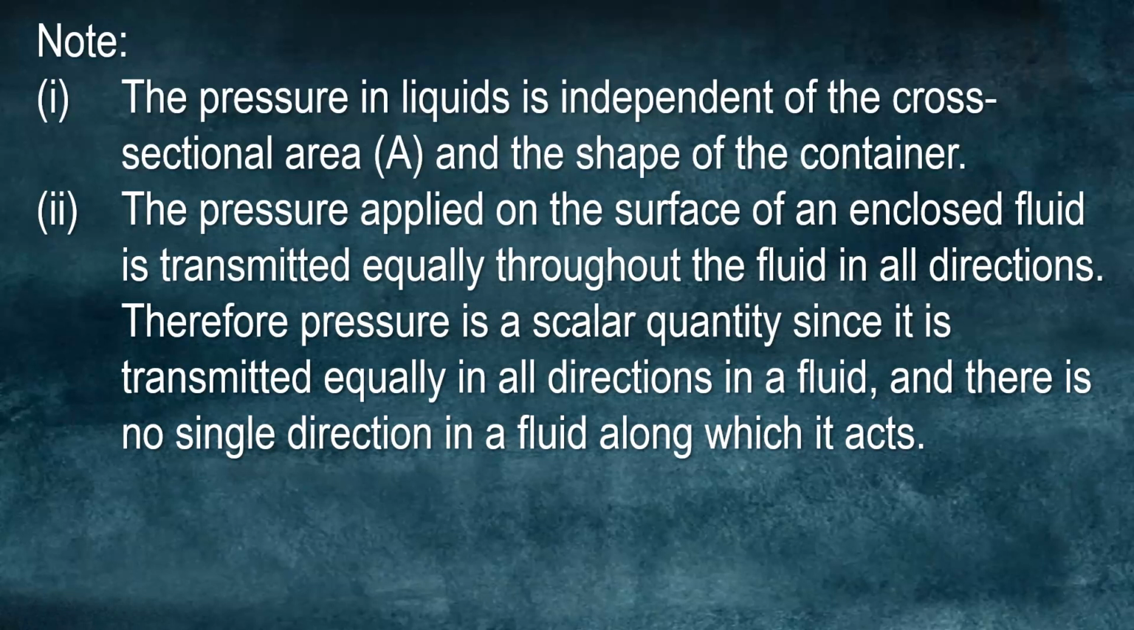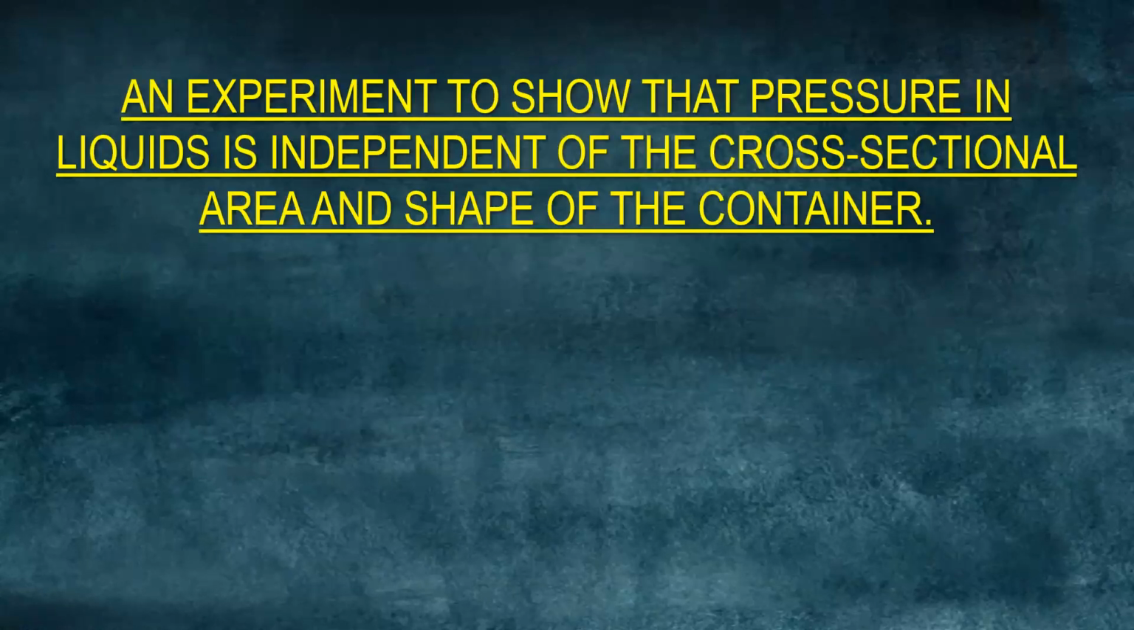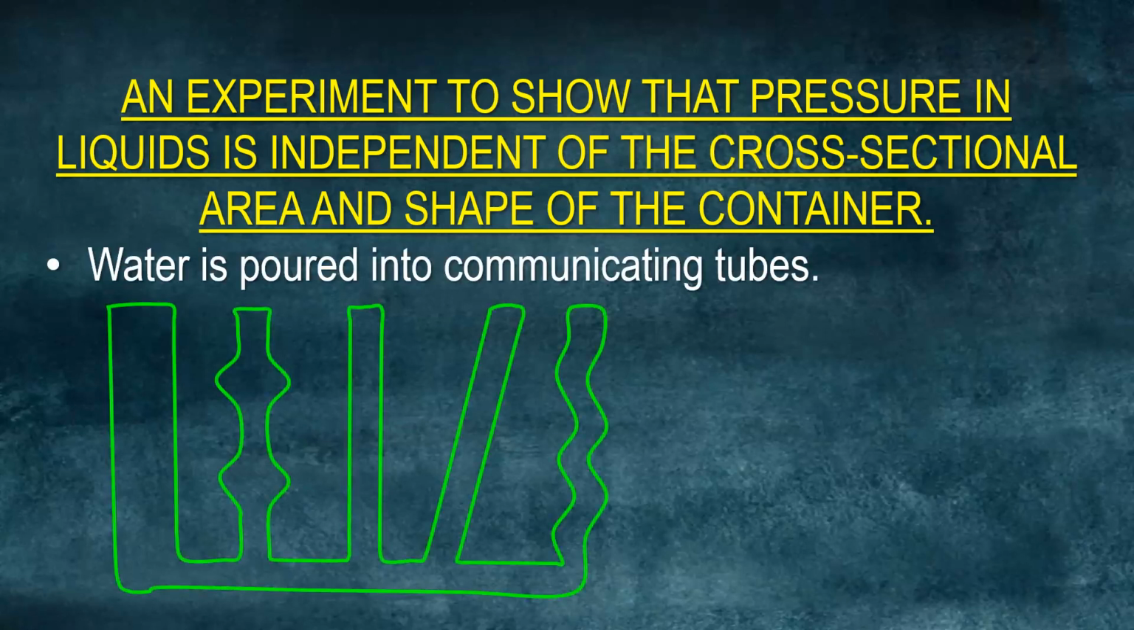Two important notes. We're going to emphasize note number 1 by doing an experiment to show that pressure in liquids is independent of the cross-sectional area and the shape of the container. This experiment is very simple. We pour water into communicating tubes. What we mean by communicating tubes, they are like this. So we have tubes here, we can label 1, 2, 3, 4, 5. There are 5 tubes. You can realize that they are connected, so they are called communicating tubes.